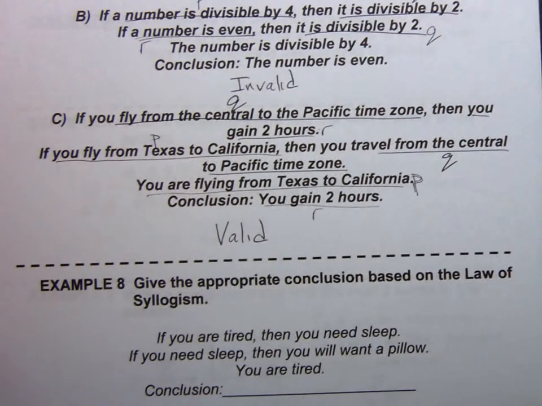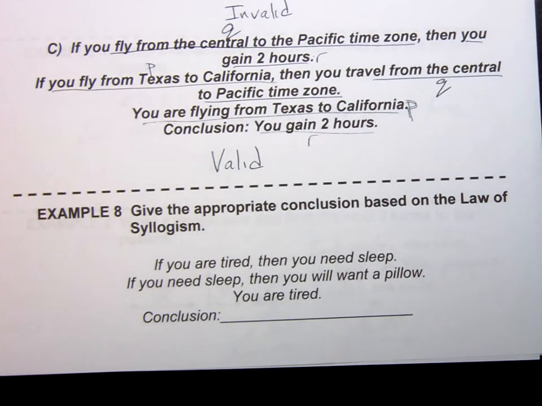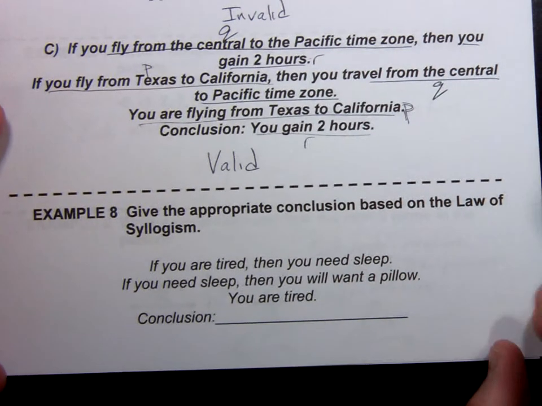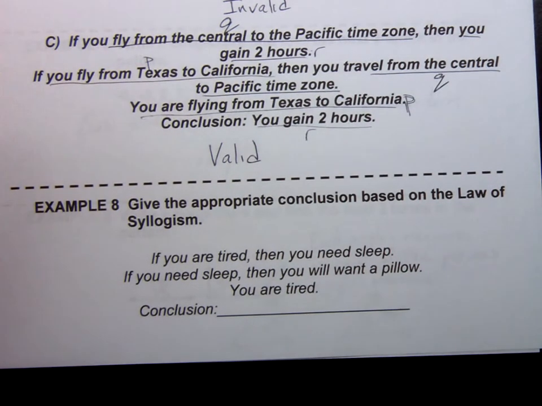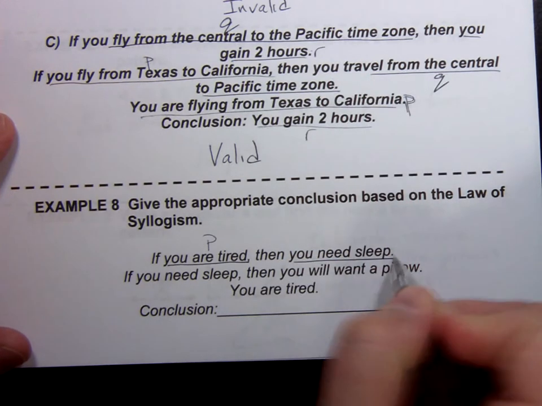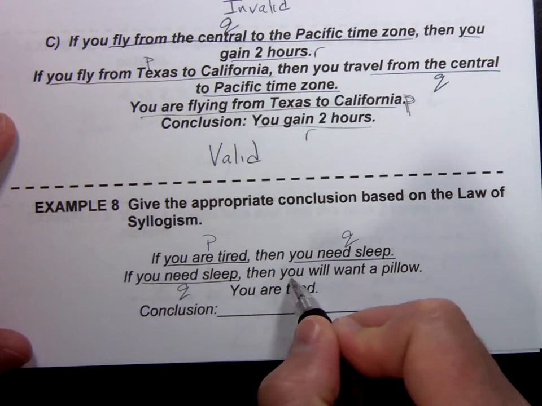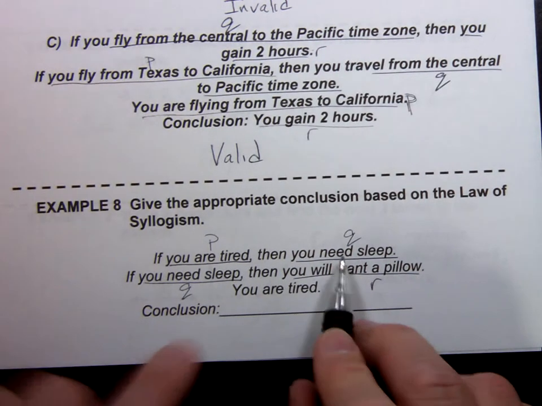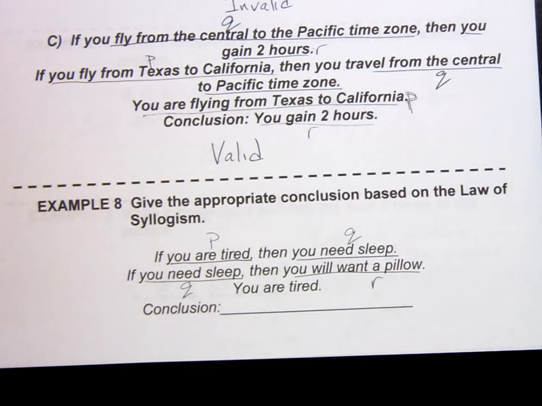All right, last one. Give the appropriate conclusion based on the law of syllogism. If you are tired, then you need sleep. If you need sleep, then you will want a pillow. You are tired. What's the conclusion? All right, if you are tired, then you need sleep. If you need sleep, then you will want a pillow. So the sleep is repeated. That's your cue. If P, then Q. If Q, then R. It's even in the order that we like to hear it in.